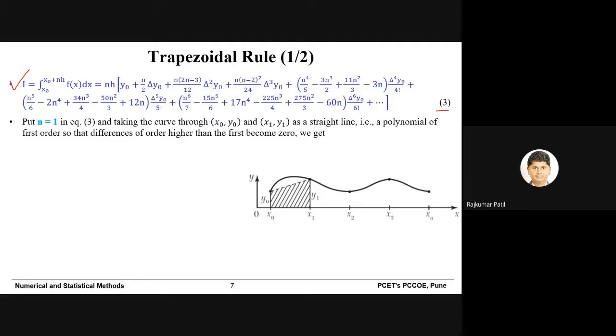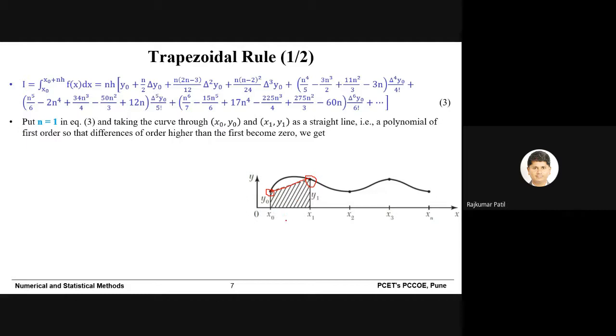In equation number 3, we put n equal to 1, and as we know, the given area we divide into small segments. So x0, x1 will cover the first area, x1, x2 the second area, and so on. So what we do in this? We calculate y0 corresponding to x0 and y1 corresponding to x1.